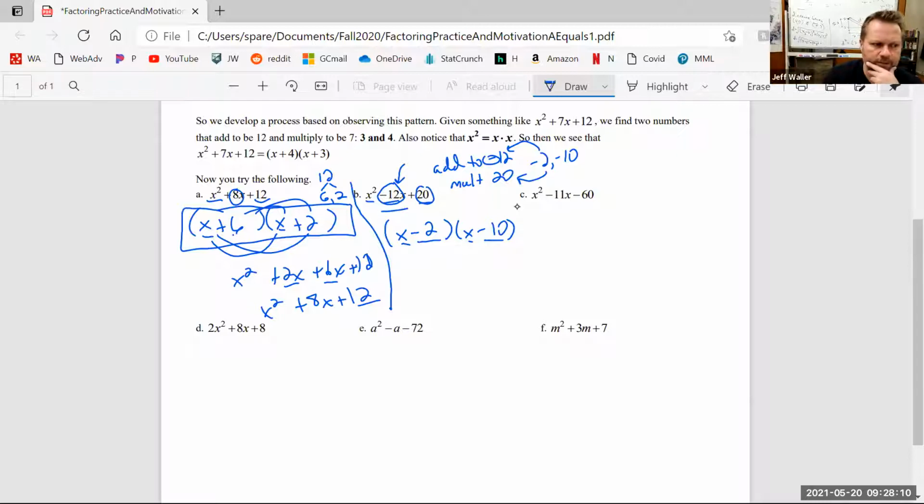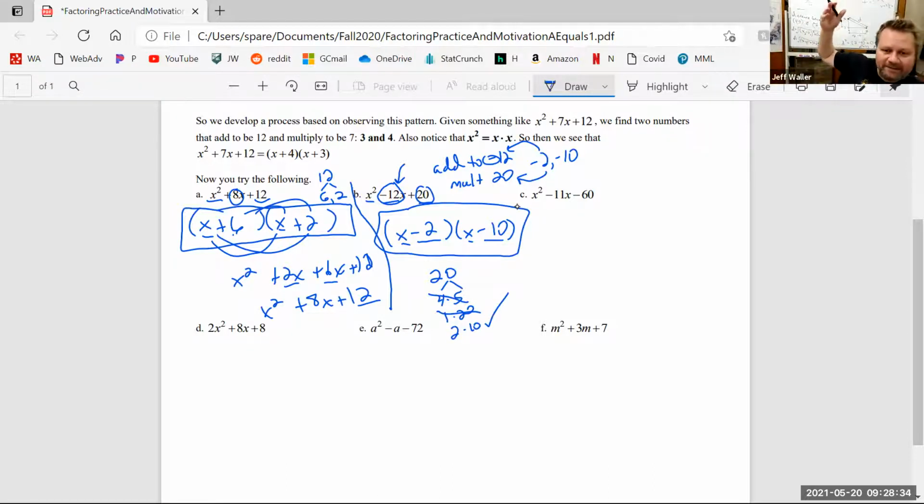If I can't just suddenly see that, I can just write down factors of 20. 4 times 5 is 20. Do they add to be 12? No. 1 times 20 is 20. Do they add to be 12? No. 2 times 10 is 20. Do they add to be 12? Yes. And they both are negative to make them add to be negative 12.